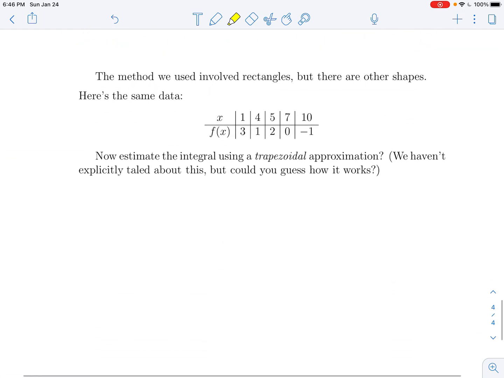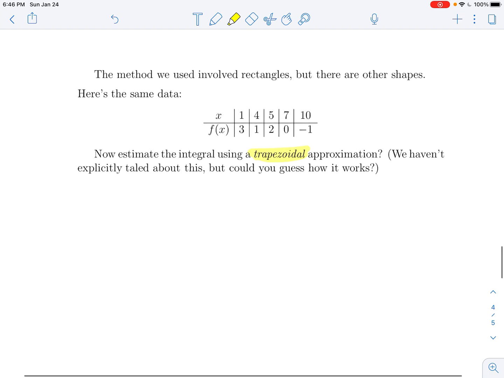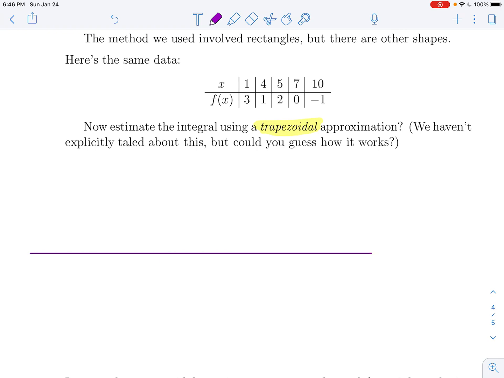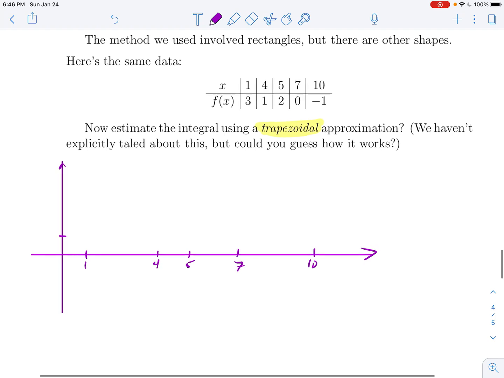Now, there are other ways we can do this. What if I gave you this same data and asked you to use a trapezoidal approximation? So here I'll draw the picture just so you can visualize what's happening. And you don't necessarily have to copy all this if you're taking notes along with me. So 1, 4, 5, 7, 10, roughly like so. 1, 2, 3, negative 1.